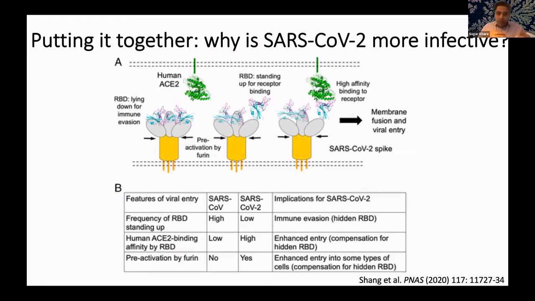But once in a while, when they open up and ACE2 happens to be around, then we know that it binds with a higher affinity, or binds tighter to its receptor. So it's going to compensate for the hidden RBD by binding tighter.